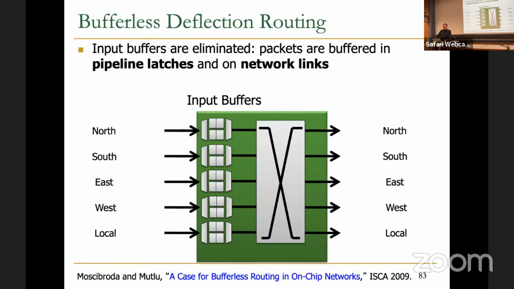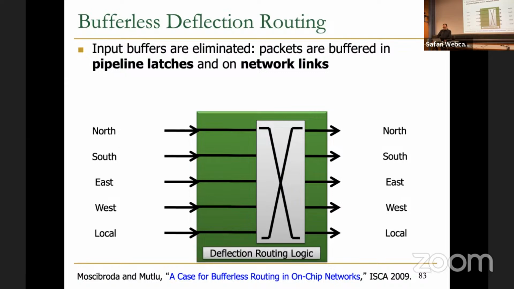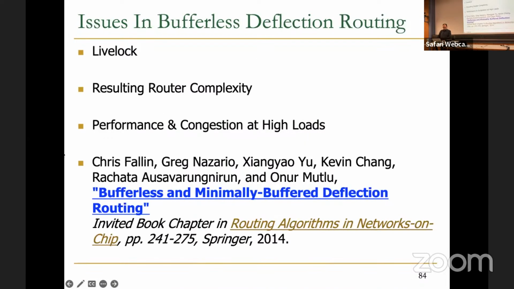Instead of input buffers, you basically get rid of all these buffers, and then you need this deflection routing logic so that you can get to the destination without buffers. You can see this in the paper, but we're also going to discuss it in more detail next week. An issue in bufferless deflection routing is livelock. Livelock is not only for bufferless, but in any routing algorithm where you have some non-minimal routing, you might get this livelock issue.